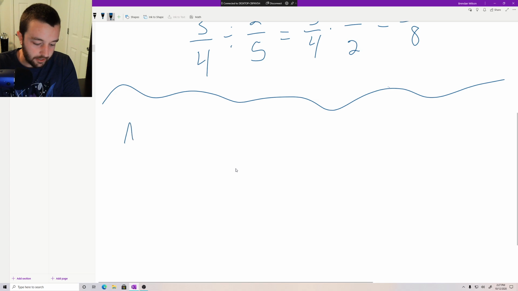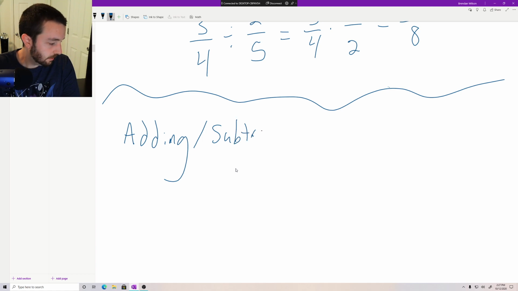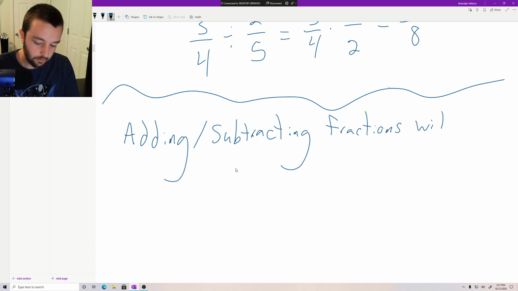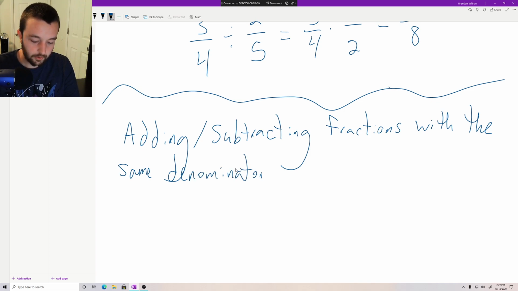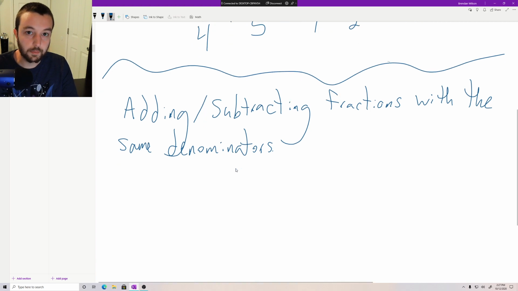So for adding fractions, first we're going to talk about adding and subtracting fractions with the same denominators. Okay. Remember, denominators are the bottom numbers.